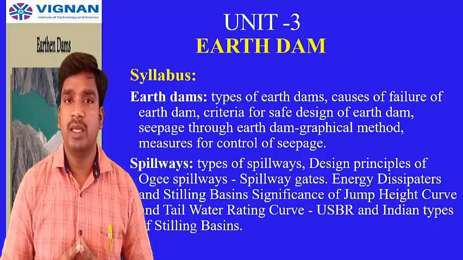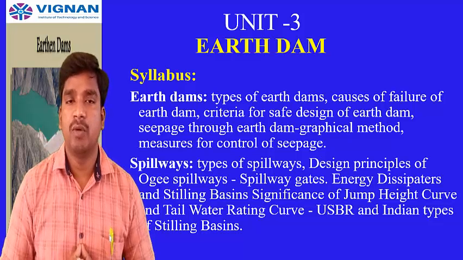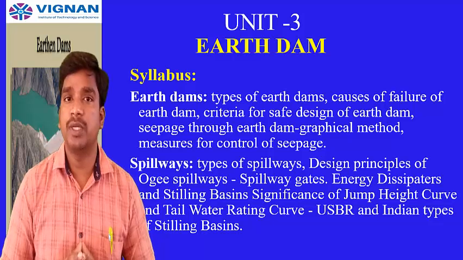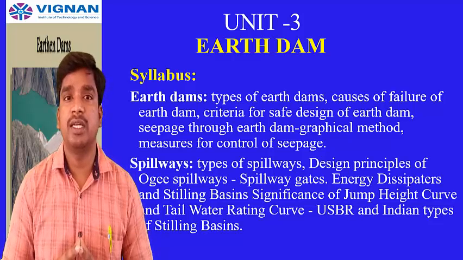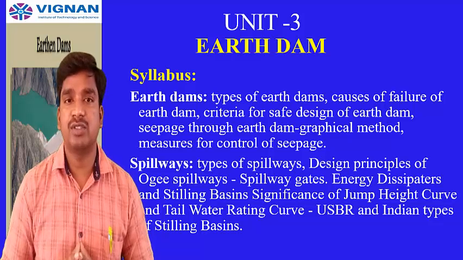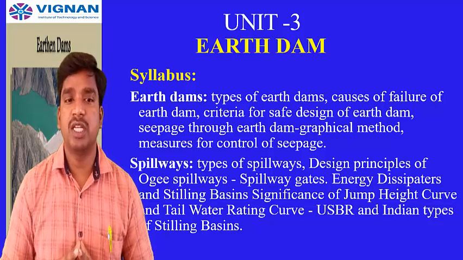Okay. Now coming to the spillway, we are going to learn about the different types of spillways, the design principles to be adopted for the Ogee spillway, and also the spillway gates, energy dissipation and stilling basin, the significance of the jump height curve, and also we will learn about the tailwater rating curve and the USBR as well as Indian recommendations for types of stilling basins. So these are the topics which we are going to discuss in the third unit.